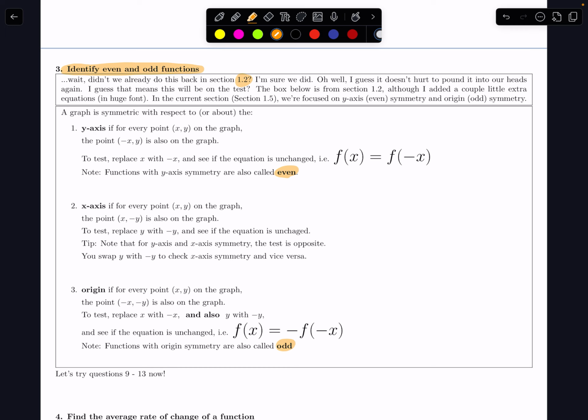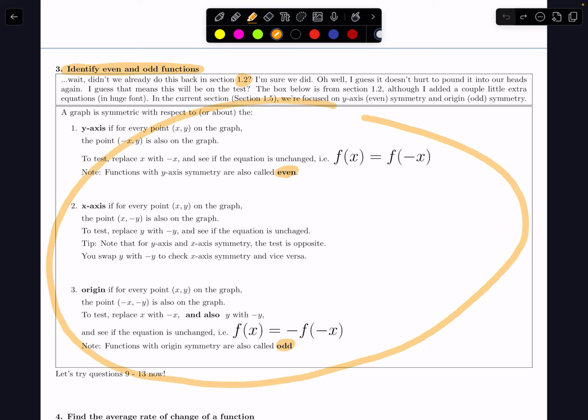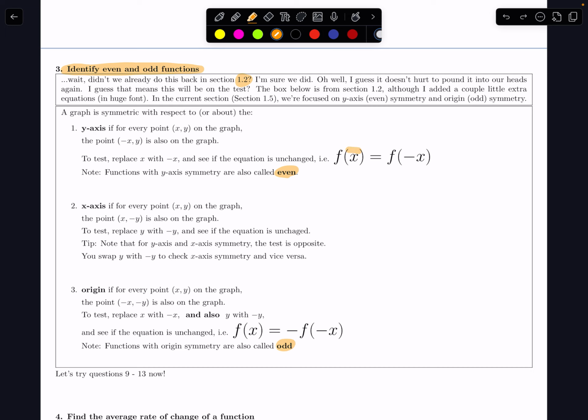So, okay, the box below is exactly what was back in section 1.2. I just copied and pasted this whole thing with the small, large font addition, these two equations.